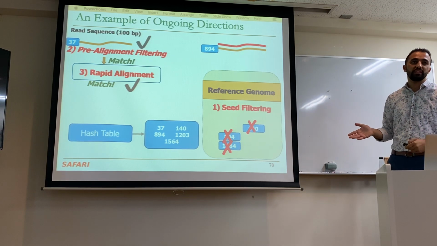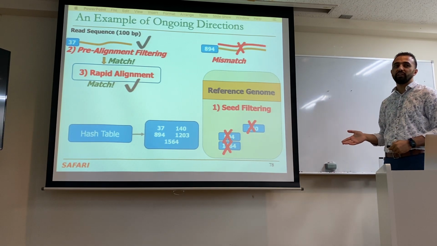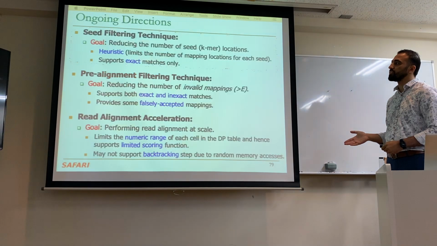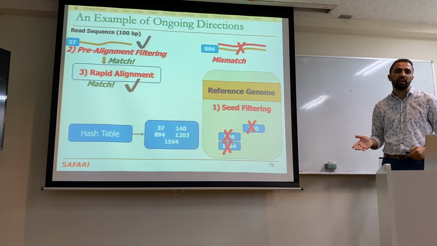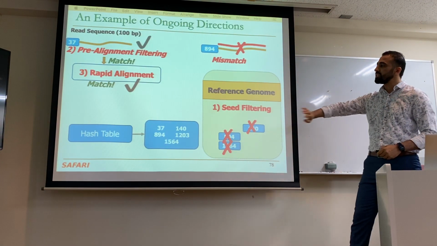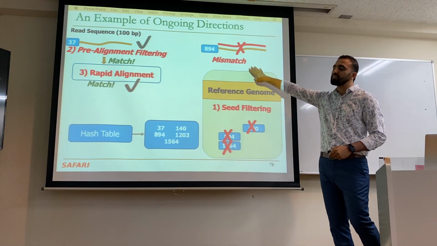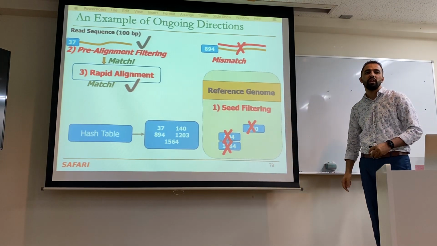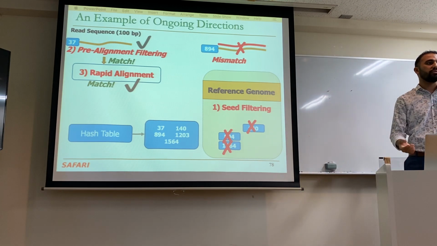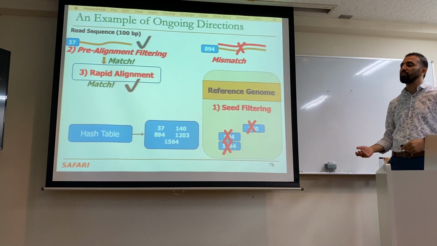But if it is not, if it has a lot of dissimilarities between the 2 strings, then I don't apply the dynamic programming algorithm. So by doing seed filtering, pre-alignment filtering, and acceleration for the dynamic programming algorithm, I cover all types of acceleration you could do to the read mapping.